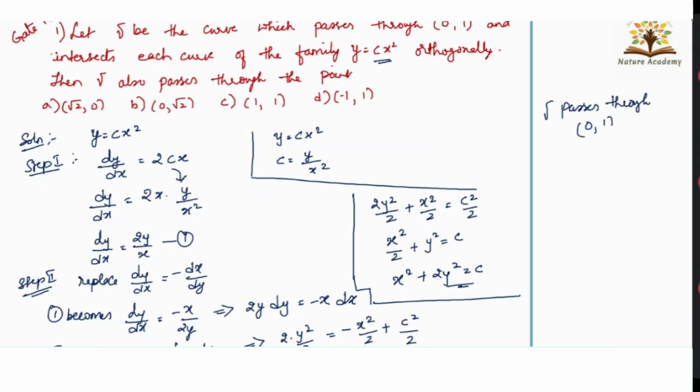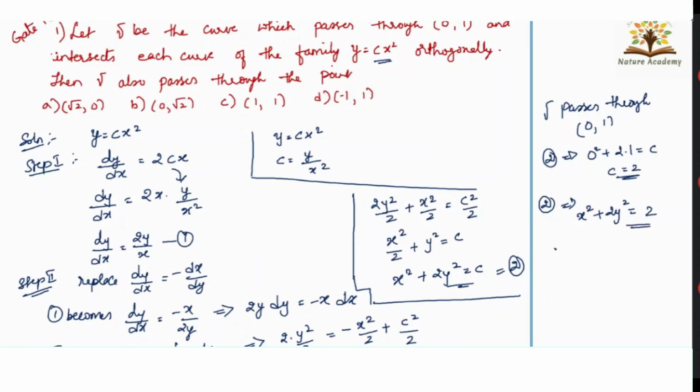With this, I can find the value of c first. Here, I'll put the value in this equation. Let it be equation 2. From 2, I will get 0 square plus 2 into 1 equal to c. My value of c will become 2. Now equation 2 will become x square plus 2y square equal to 2. This will be the equation.